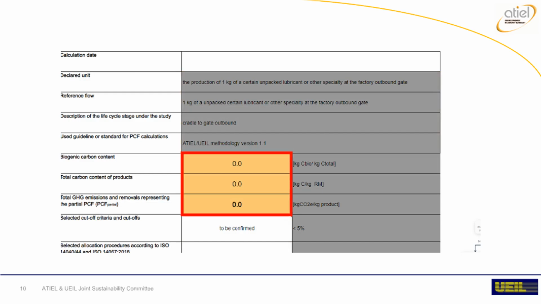The yellow fields are the most important ones. Here you will find the calculated product carbon footprint of your product. The values are automatically calculated by the tool. Also for these fields no input is required. The calculation is based on the values entered in the raw material and production tabs.